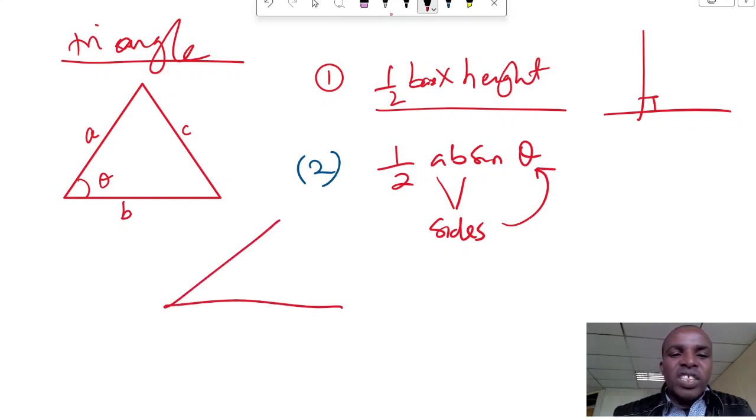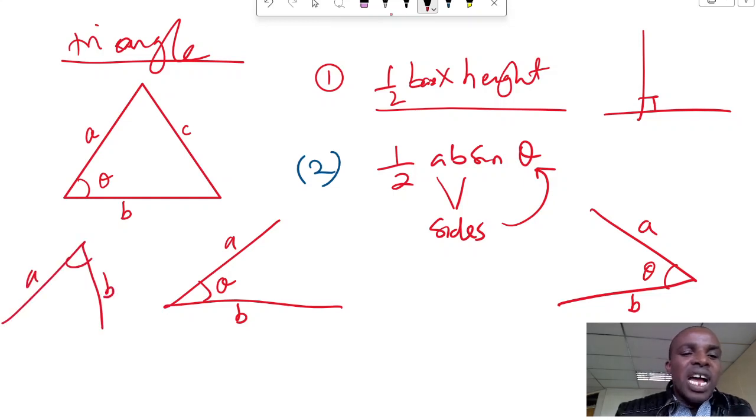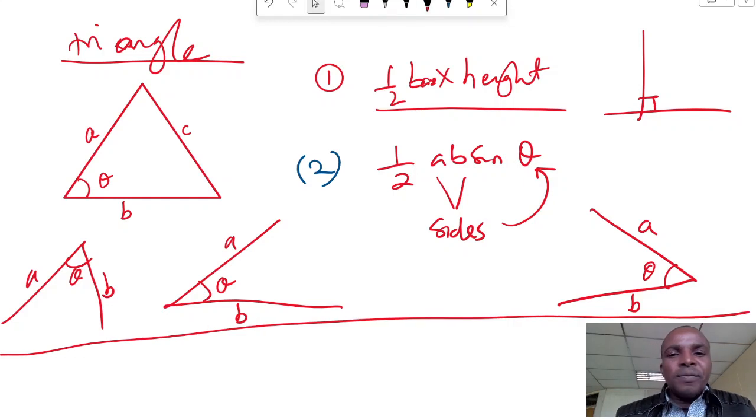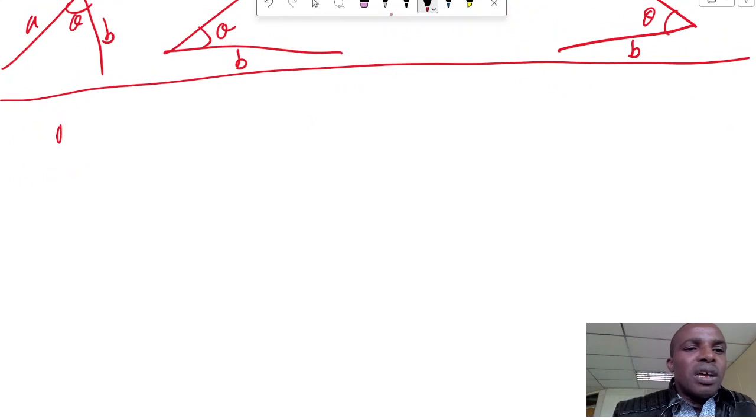It's more like if we have these two sides and this angle theta, then this one is A and this one is B. If your angle is this one, then these are your sides A and B. If it's like this up here, then these sides are your A and B. So A and B are the sides which make up the angle theta. Just like that. That's for a triangle.